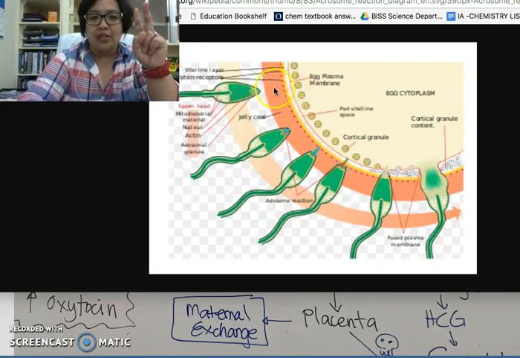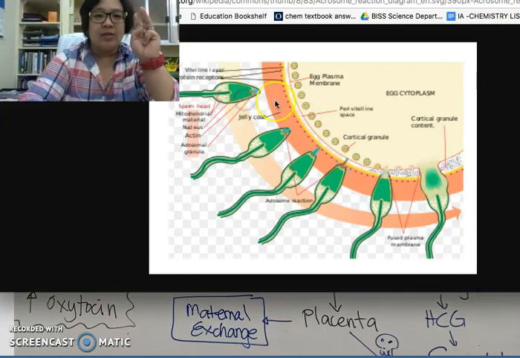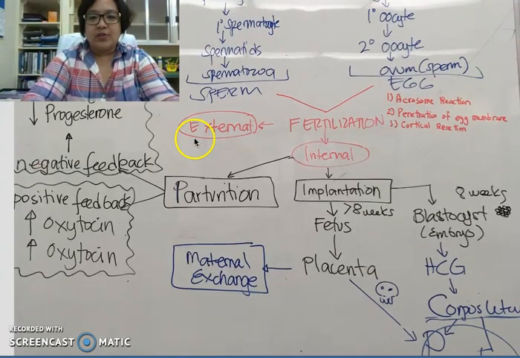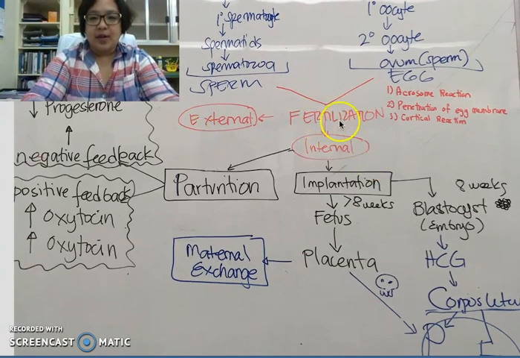Again, acrosome reaction, digestion of the zona pellucida. Second, fusion, penetration of the membrane, right there, fusion of the 2 membranes, the membrane of the sperm and the membrane of the egg, which triggers number 3, cortical reaction, release of cortical granules to digest these proteins so that no further sperm can penetrate the egg, thus preventing polyspermy.